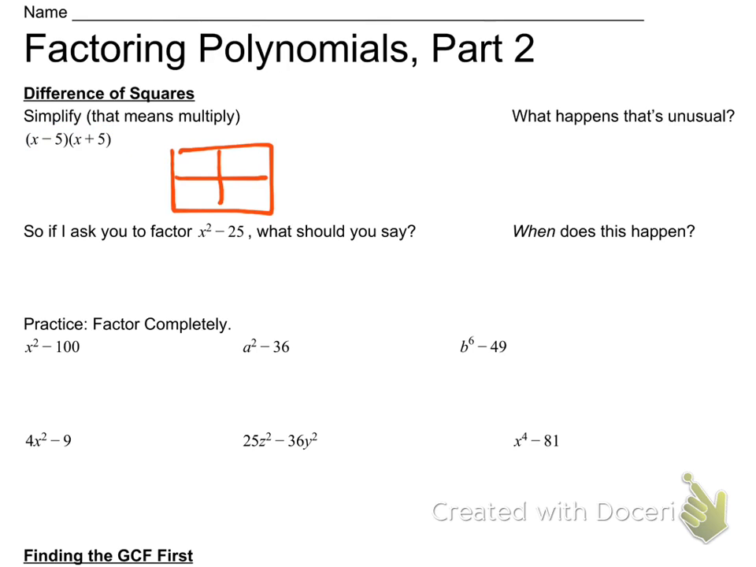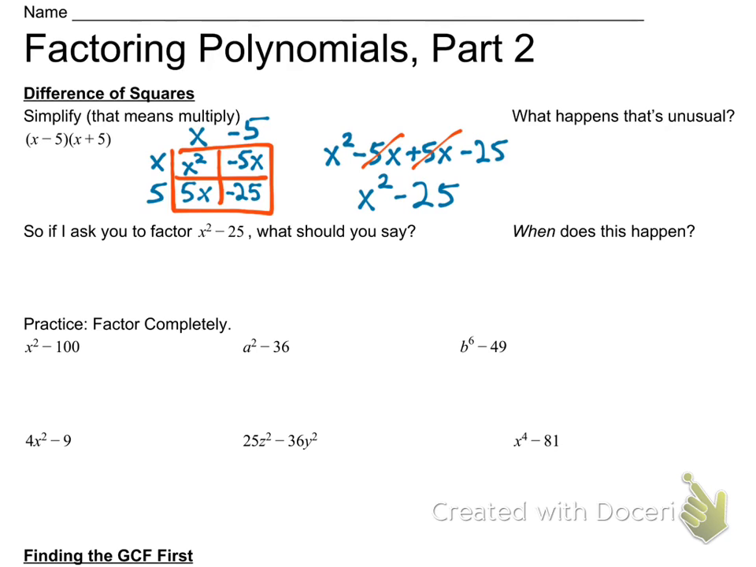When you multiply them, we'll use a Punnett square, so multiply it out, we get x squared, negative 5x, and negative 25. When I write all of those out, we notice that the middle two terms subtract out. So we get just x squared minus 25. And what happened that's unusual? Well, it doesn't always happen, but in this case, we have no linear term.